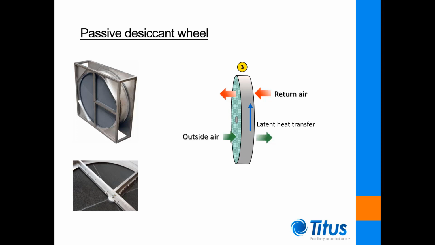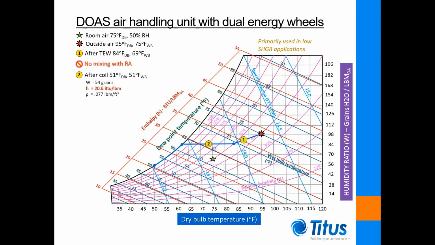The lower relative humidity of the warm return air allows the moisture to be transferred from the desiccant to the return airstream. In turn, sensible heat is transferred from the warm return air to the lower temperature conditioned air as the wheel rotates. The psychrometric process in a DOAS air handling unit with a secondary desiccant wheel is detailed on this chart.